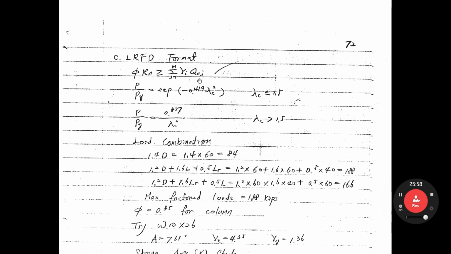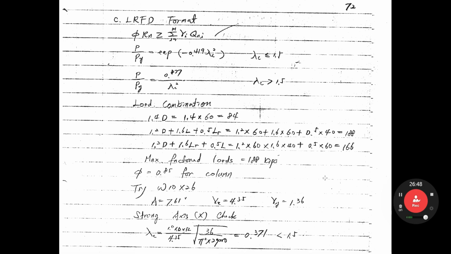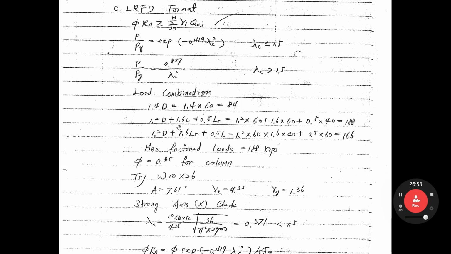It is very typical. Okay, phi Rn should be greater than sigma gamma i Qn i. In the elastic range, the column curve can be written like this. If we use the load combinations, these three: 1.4 dead load, dead load with live load, and dead load with roof load, like that. That is the load combination of LRFD. So we can calculate this value, this value, this value. So the maximum factored load is 188 kips.